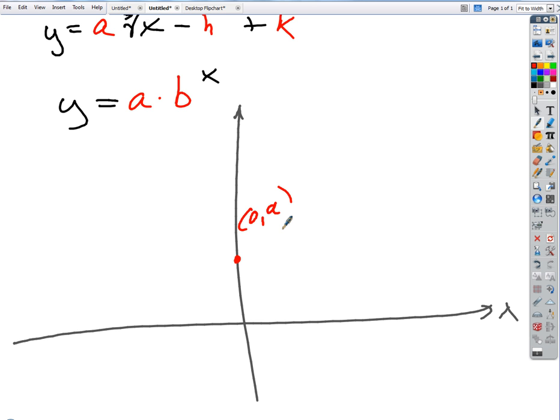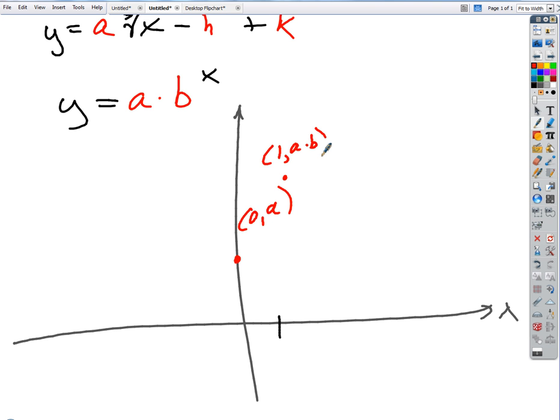Now what's going to happen after that? Let's say x equals 1. What are we going to get? A times b, right? We don't know what a and b are, we'll put in some numbers in a second, but if we go over to x equals 1, we're going to go up to a times b. So let's just pretend it's right there. They're both going to be numbers. These are just going to be constants.